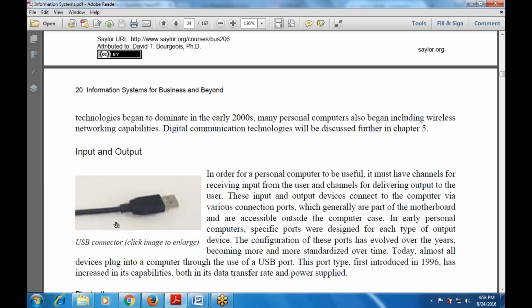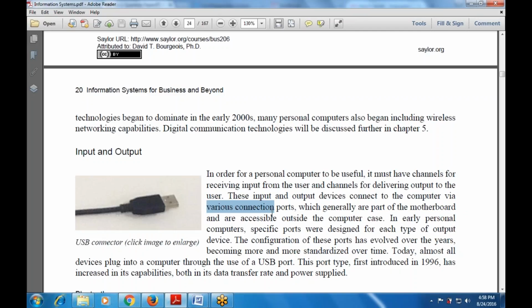Next one is input and output. This is the USB connector. In order for a personal computer to be useful, it must have channels for receiving input from the user. These input and output devices connect to the computer via various connection ports, which generally are part of the motherboard and are accessible outside the computer case.